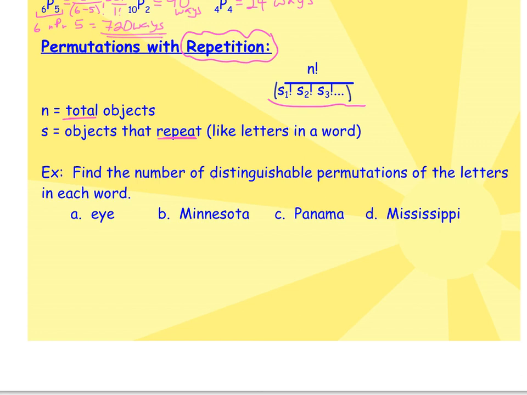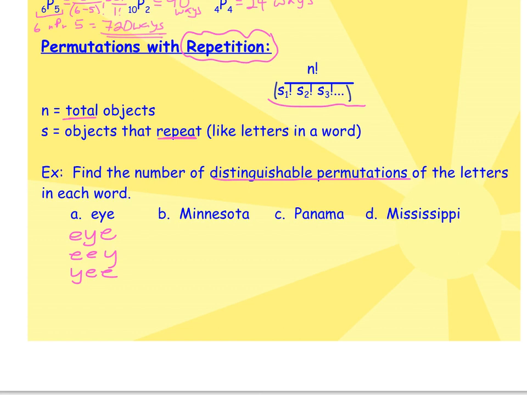Find the number of distinguishable permutations of the letters in each word. So the first word is EYE. How many different ways could we actually rewrite this word to look different? We could do EYE, we could do EEY, and we could do YEE. Anything else, even if that first E and that last E are flip-flopped, is going to look like one of those three choices.